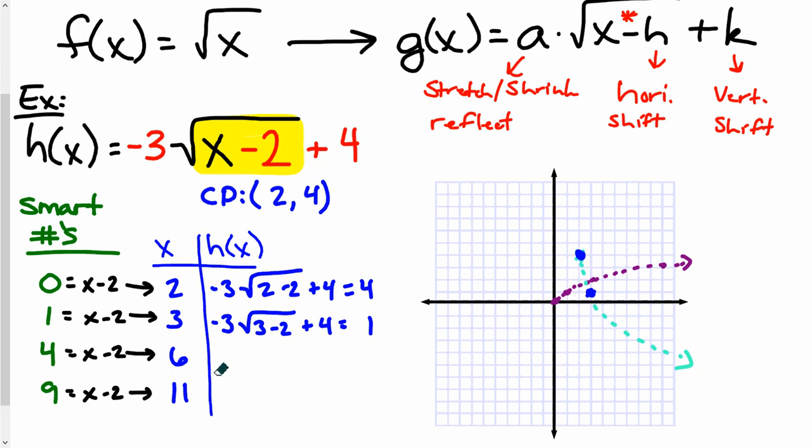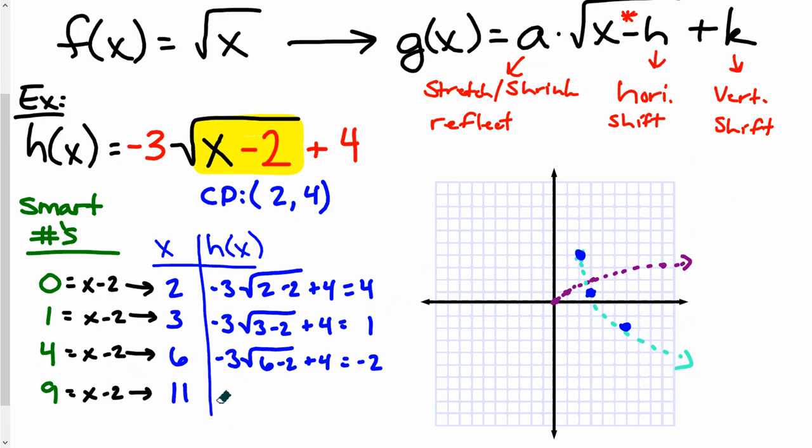Next, I'm going to find the third point. So I'm going to substitute the number 6 into the function. So we've got -3 times the square root of 6 minus 2, plus 4. So 6 minus 2 is 4. The square root of 4 is 2. -3 times 2 is -6. And -6 plus 4 is -2. So my third ordered pair that I can plot is 6, -2. So I can go 1, 2, 3, 4, 5, 6, down 1, down 2. And again, I'm pretty close to where I guessed.